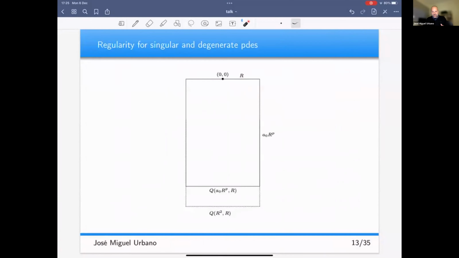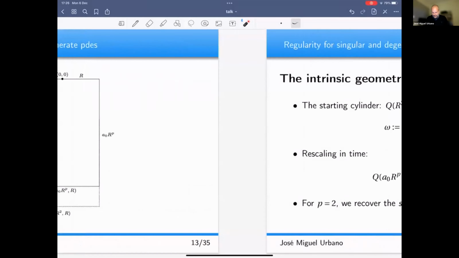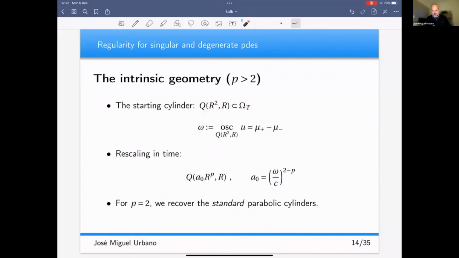So what do we do? So what we do is this: we start with a box. So when we do this analysis, this oscillation reduction, we start with a large box, which is this dotted box Q r, r squared. Okay, so r in space, r squared in time. So r is typically a small number, so don't be surprised that r squared is much larger than r to the p for p greater than 2. Okay, so we start with a box like this contained in our domain, and we measure the oscillation of a solution in this box, which is the difference between the supremum and the infimum on the box.